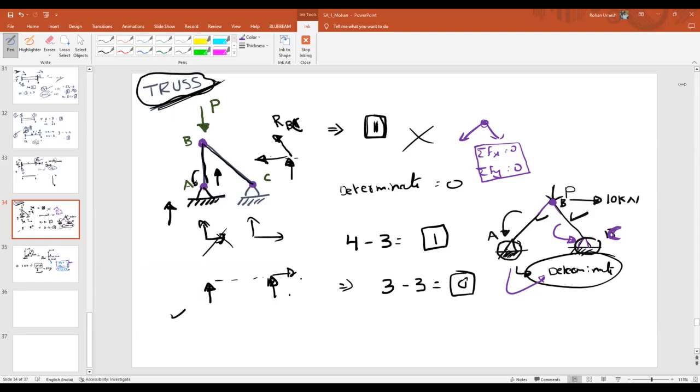Is it okay now? Yes, sir. Sir, but we have to consider all the supports, no, sir. What about the support C, sir? Can you show the next slide, sir? Yeah.